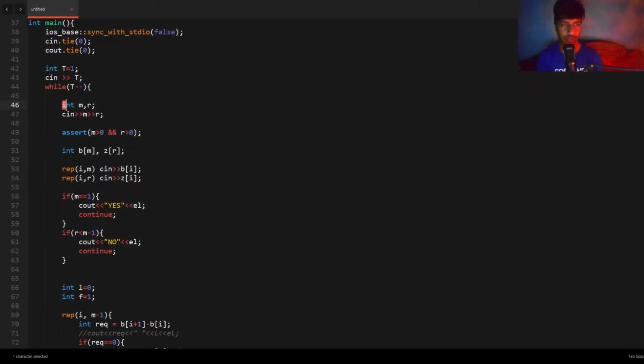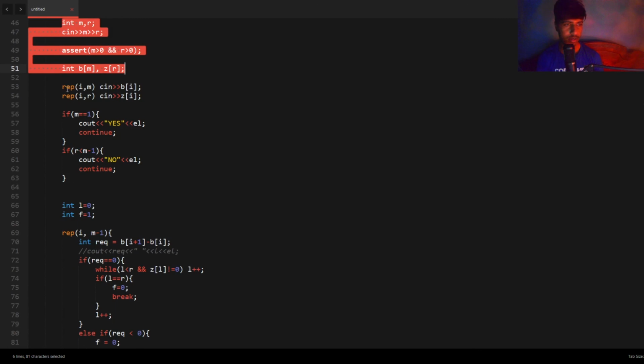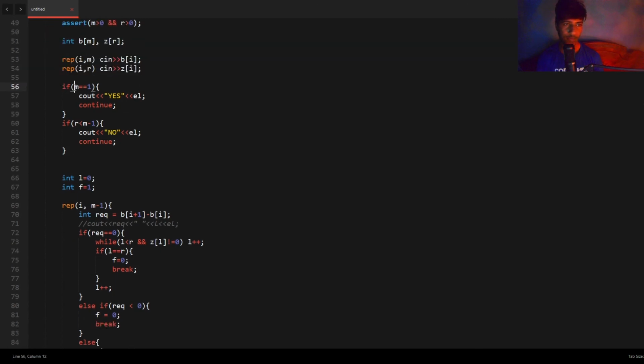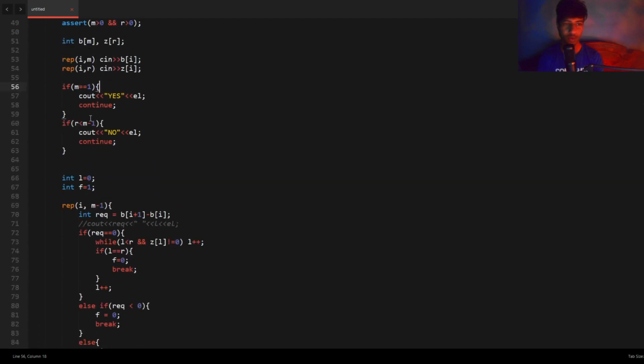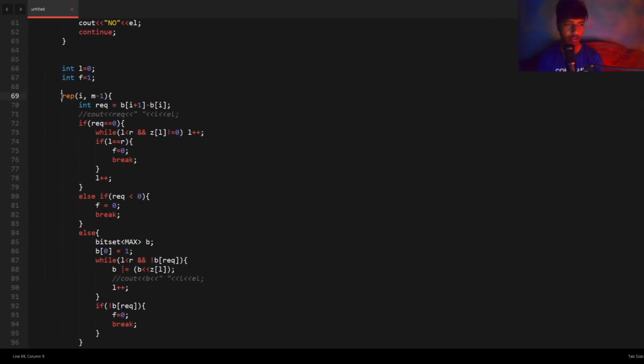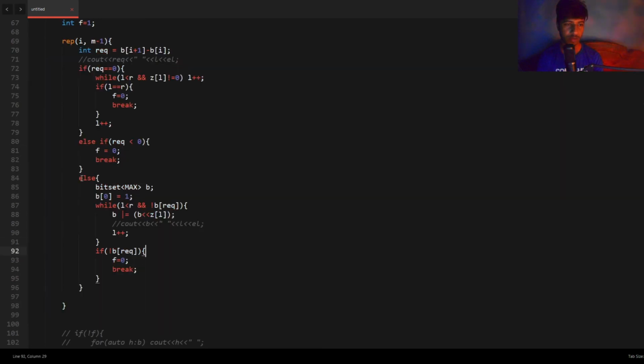Okay, so this part is just input. Input again. If the size of B is 1, if the size of Z is 1, then the answer is yes. So some corner cases are being handled. This is the main part of the code, right? And this is the required sum that you need to find. So REQ is the required sum that you need to find.